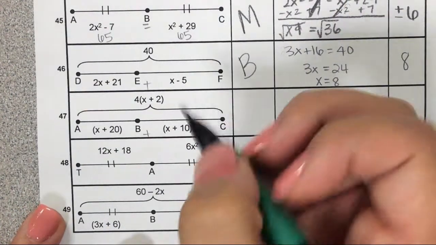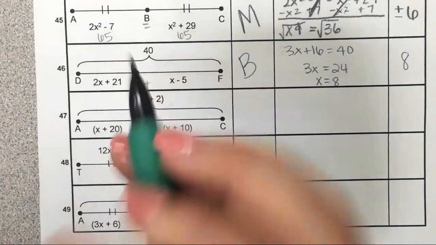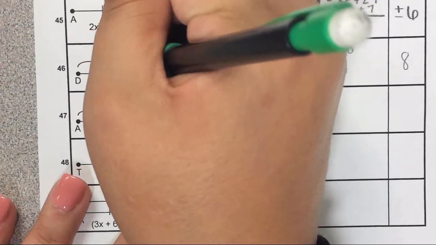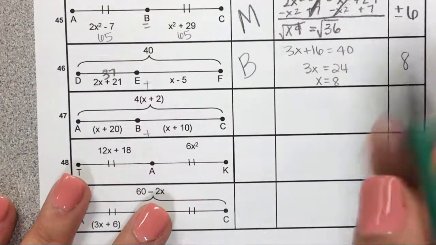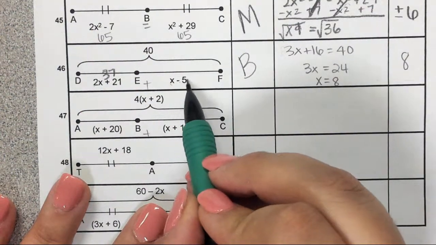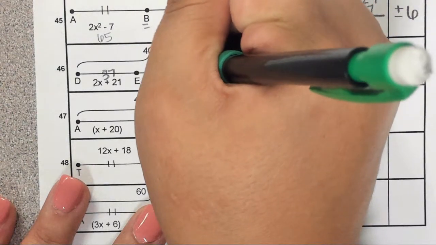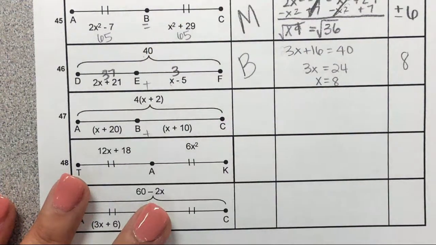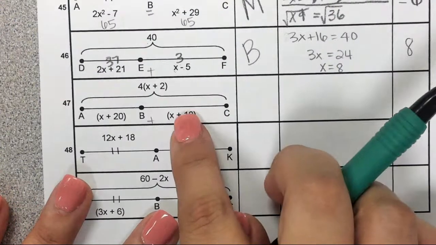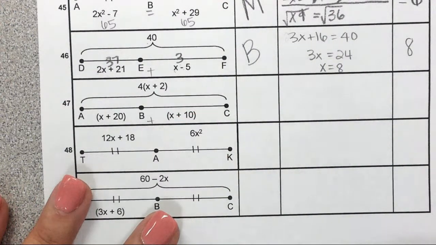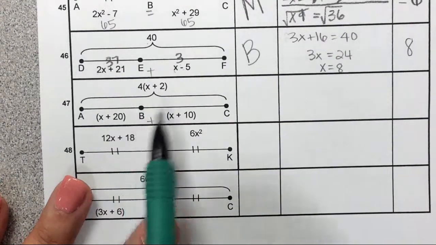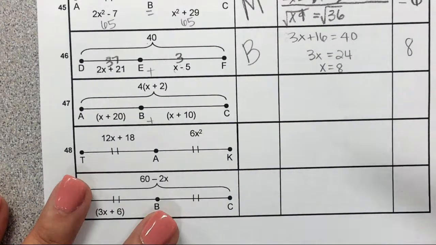And from here we can plug in 2 times 8 is plus 21. And then what is 8 minus 5? And does that make sense that 37 and 3 is 40? It is, right, but just because it looks bigger doesn't mean it is. This one, betweenness or midpoint?